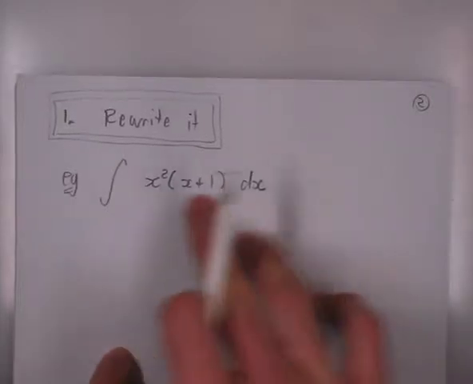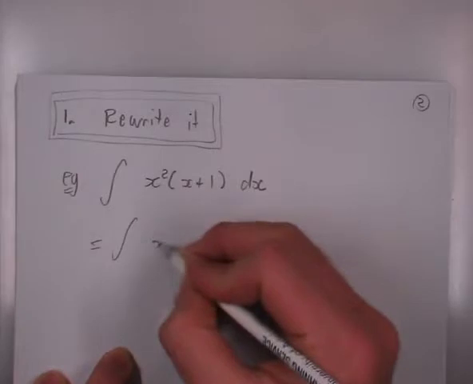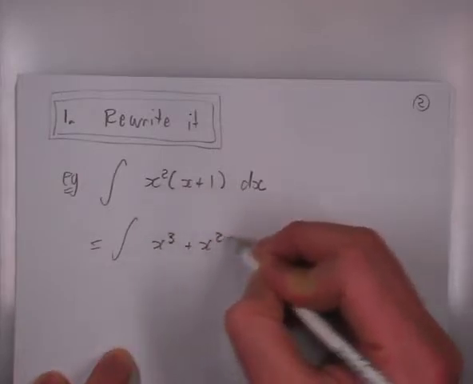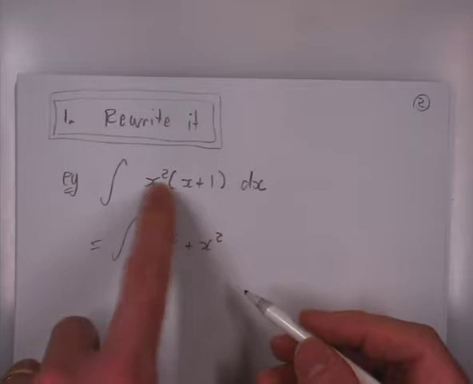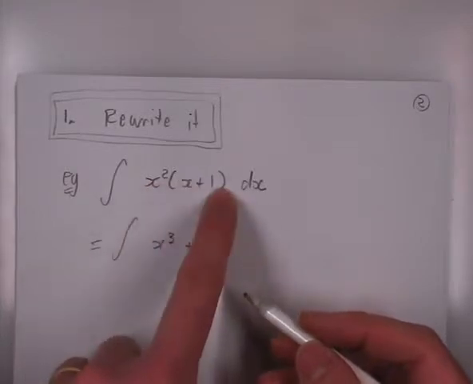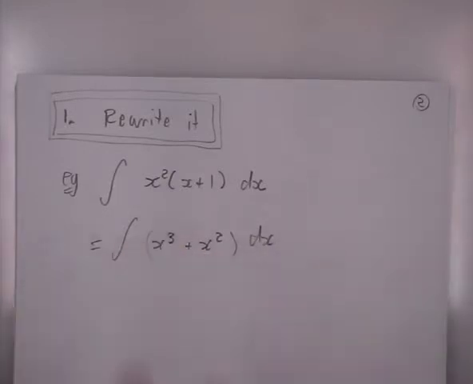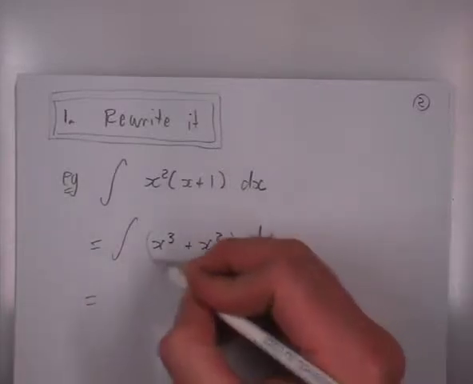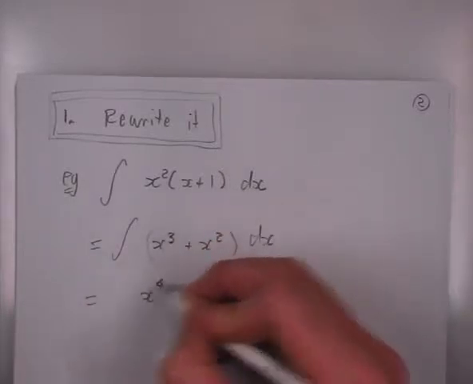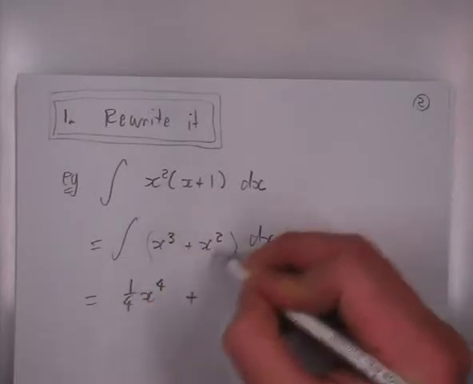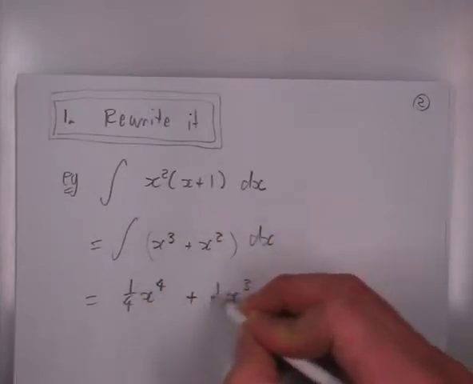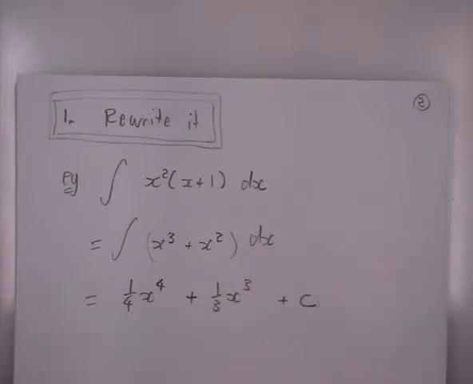So if I expand these brackets, it'll become x cubed, because x squared times x is x cubed, and x squared times 1 is x squared. And I can integrate both of those. So remember that if there's a plus, you can just do them separately. So the integral of this bit, the power goes up by 1, and I divide by the new power. The power goes up by 1 and I divide by the new power. And that's the integral.